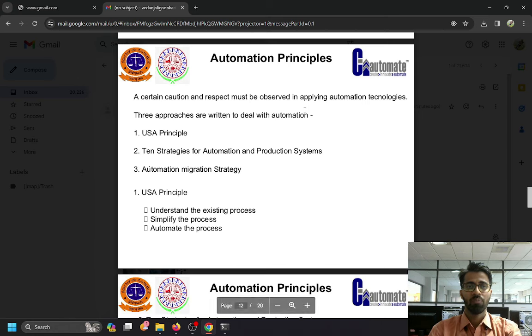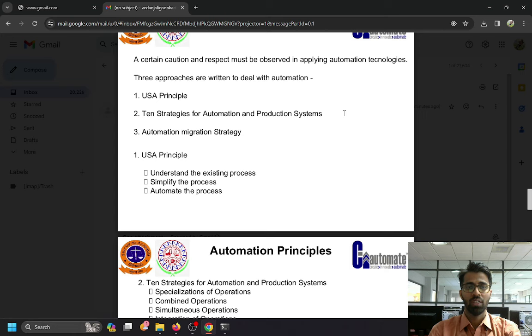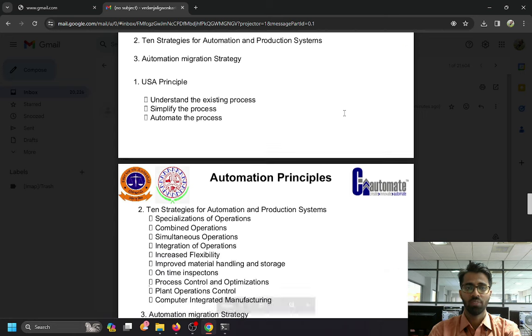Automation principles. A certain caution and respect must be observed in applying automation technology. Three approaches are recommended to deal with automation: the USA principle, ten strategies for automation and production systems, and the automation migration strategy. First, the USA principle: understand the existing process, simplify the process, automate the process.